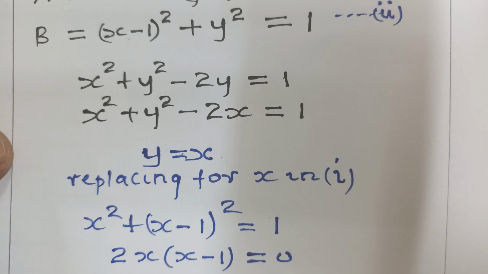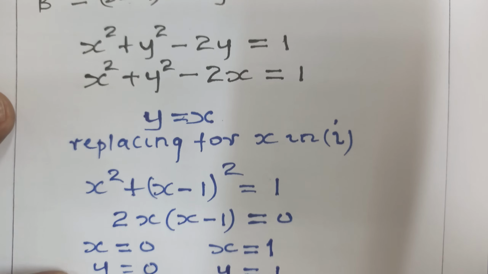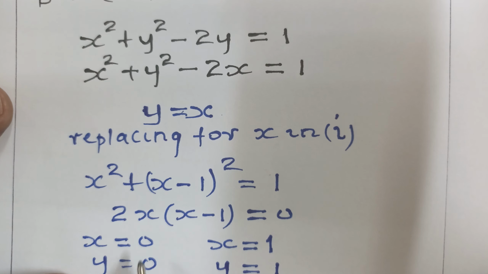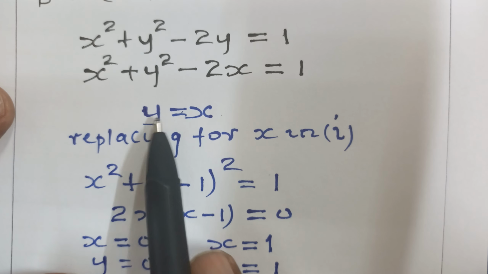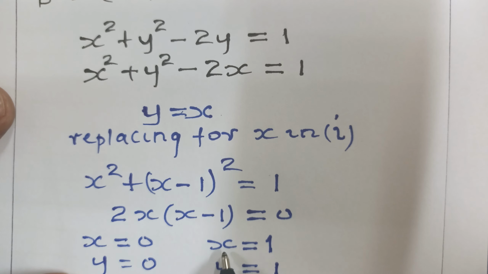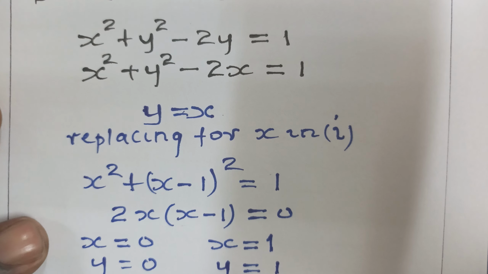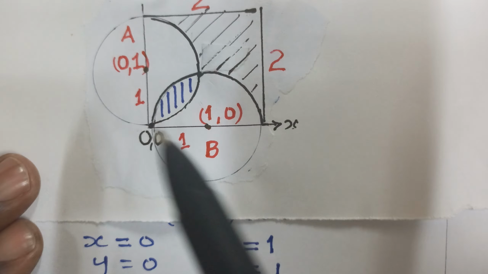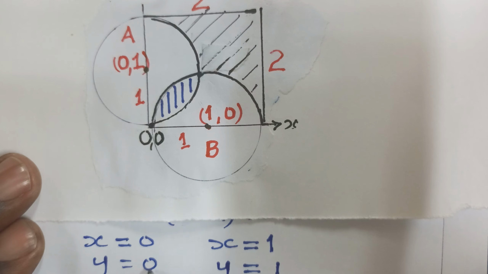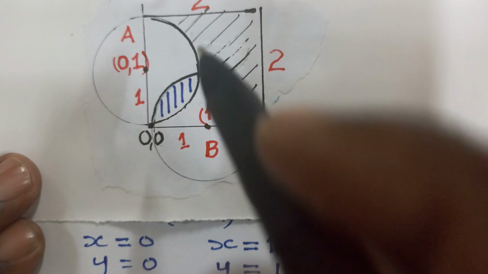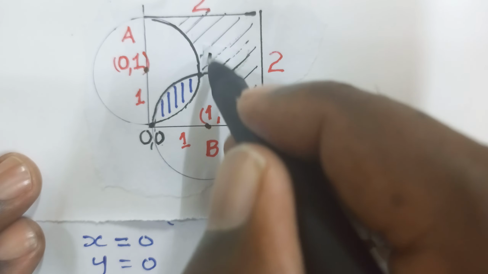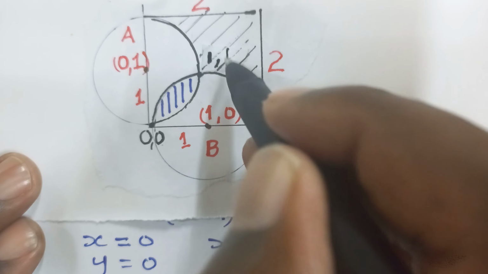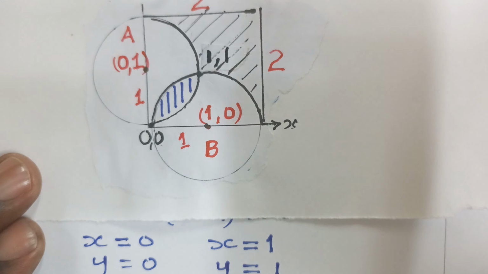We shall have x equals 0. And at that time it means that y is also equal to 0, because y is equal to x. And when x is equal to 1, then y is also equal to 1. And therefore, guys, our points are 0, 0, which is here, and also 1, 1. So at this point, we have 1, 1. Those are the points of intersection.